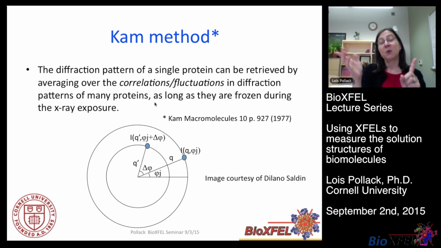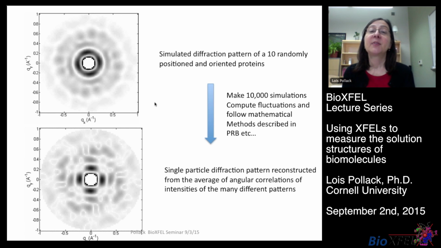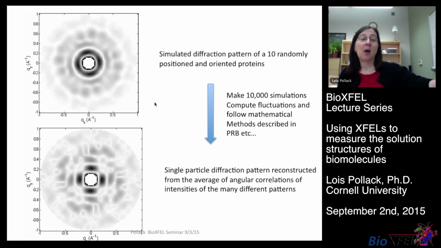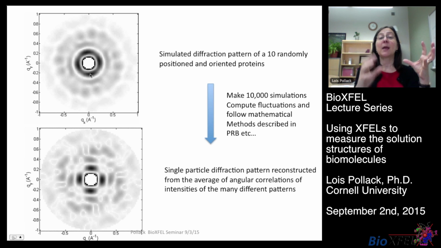And here you can see that what has to happen is the intensity is correlated at different Q vectors, right? And so you compute these correlations as a function of angles. And here, the simulated diffraction pattern, this is from Kam's Physical Review Letter. The reference is a few slides back. But here he's computed the simulated diffraction pattern of 10 randomly positioned and oriented proteins.